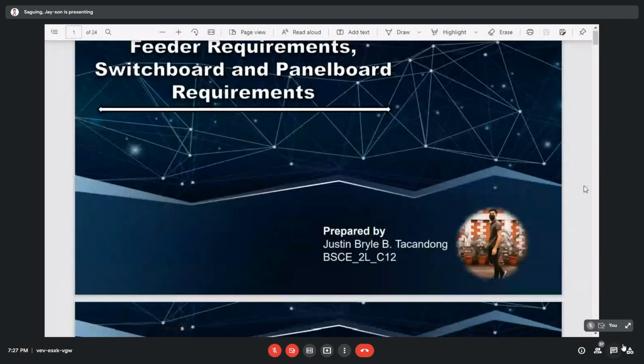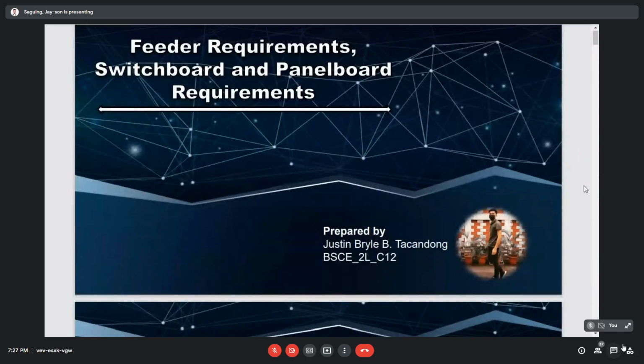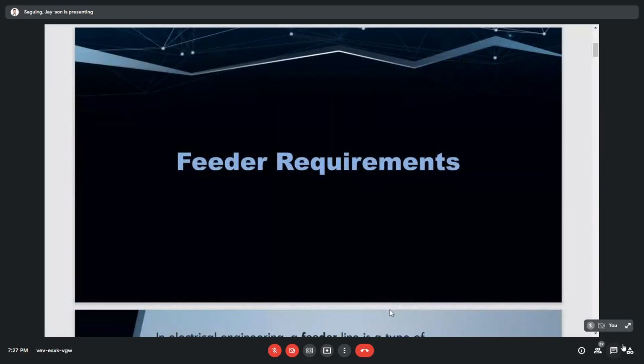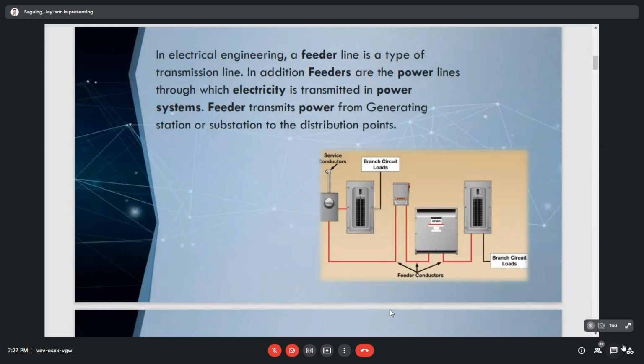So, good evening everyone. Now I'm going to tackle the feeder requirements, switchboard, and the panel board requirements. So for the first topic, these are the feeder requirements. First, let us define feeder.